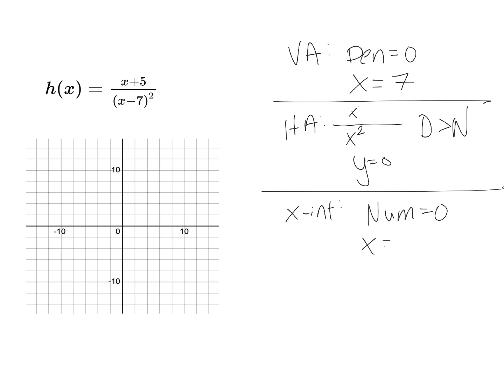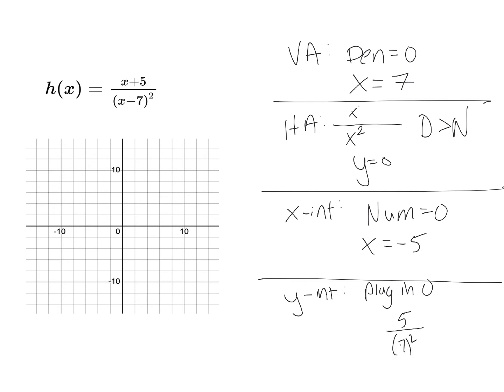So just looking at my numerator, that's going to happen at -5. Finally, for my y-intercept, I'm going to plug in 0. And if I plug in 0, I get 5 over -7 squared. So I get 5 over 49. Now this decimal is very small, so it's not going to be super helpful to graph, but we're going to do our best with that.